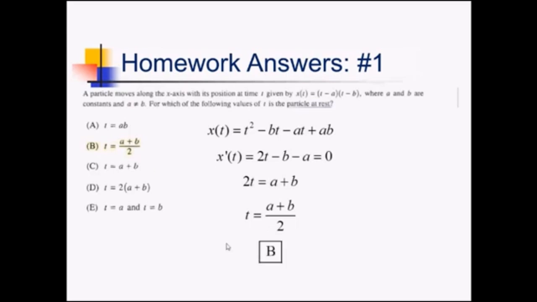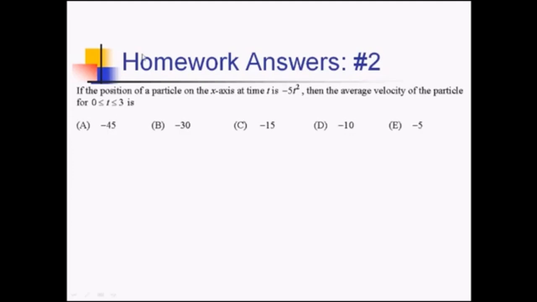So we're done. For number 2, if the position of a particle on the x-axis at time t is negative 5t squared, average velocity for 0 to 3 is, so we're asking for the average rate of change of position if we're asking for average velocity. So we need to do negative 5 times 3 squared minus negative 5 times 0 squared all over 3 minus 0. Basically, y2 minus y1 over x2 minus x1.